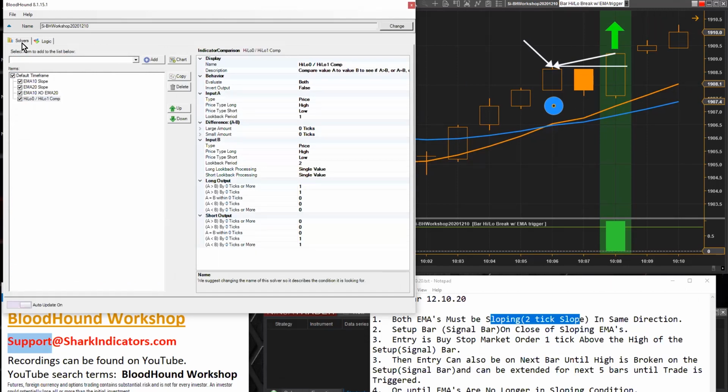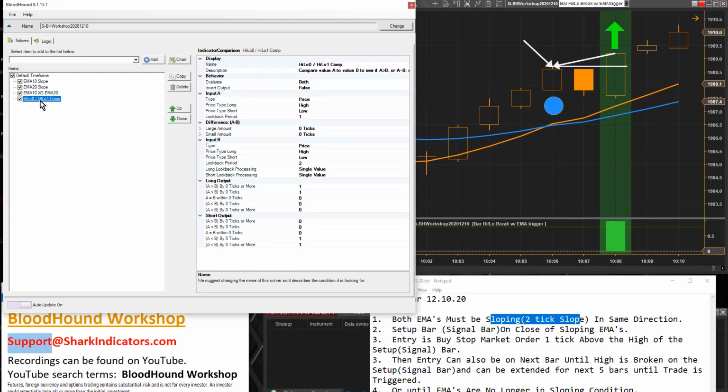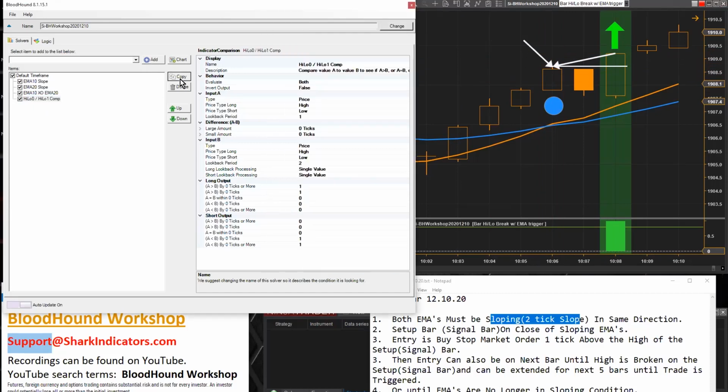I selected the solver tab, so I can see all my solvers here. And I need this comparison solver, but I need another one where I'm testing the high and low of the setup of the current bar with the high and low of 2 bars back. So now I'm comparing this high to this high. This current solver is going from the current bar to only 1 bar back, but now I need one that goes from the current bar 2 bars back to get back to the signal bar. So I can make a copy of this.